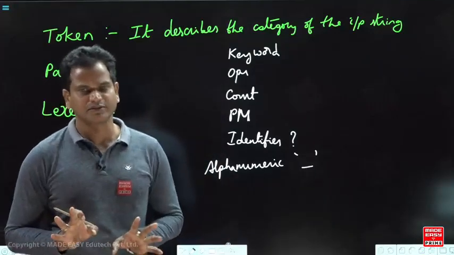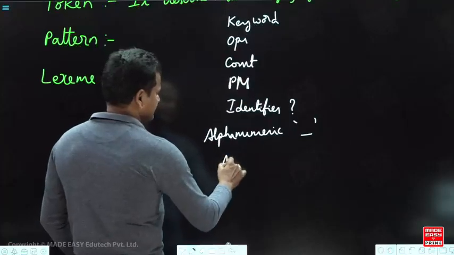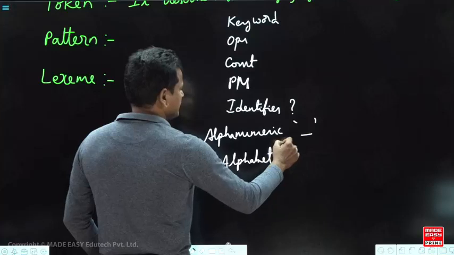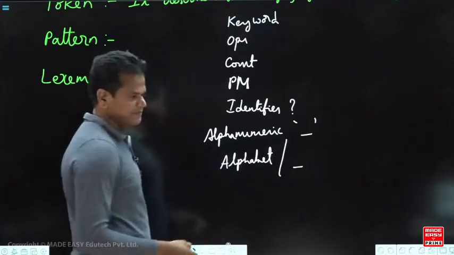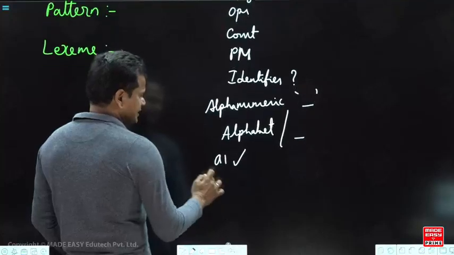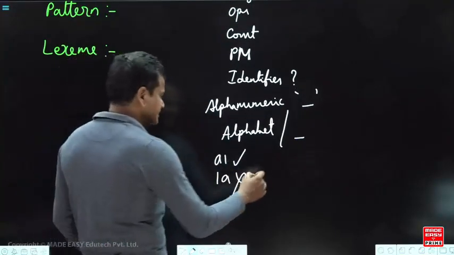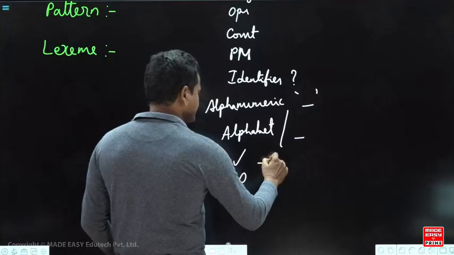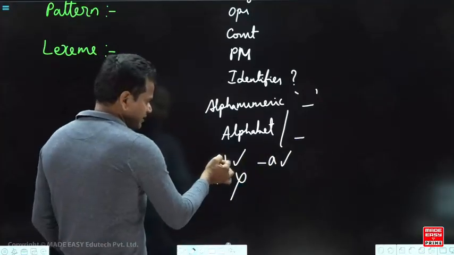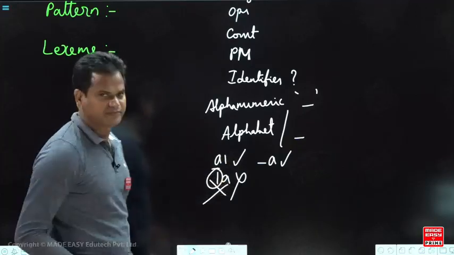Only underscore is allowed, and the first symbol of the identifier should be an alphabet or underscore. I can say A1, it is valid. If I say 1A, it is not a valid identifier. At the same time, underscore A is valid. So the first symbol can be an alphabet or underscore, but the first symbol cannot be a numerical value.